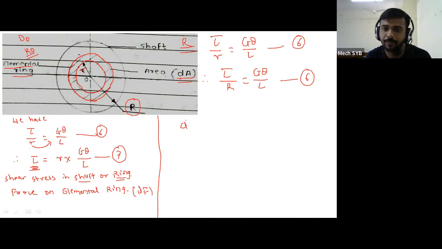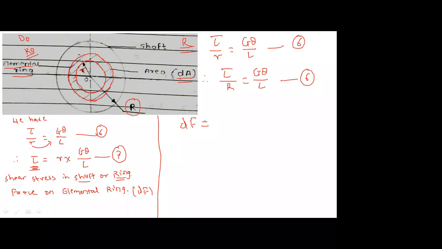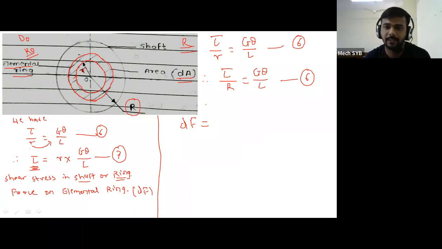Therefore dF is equal to, now please tell me the formula. The stress value we are having, the cross sectional area we are having, then how to calculate the force? Tau into dA. Correct.